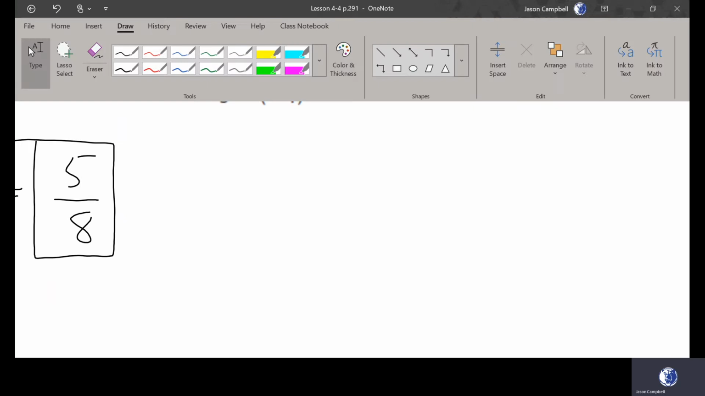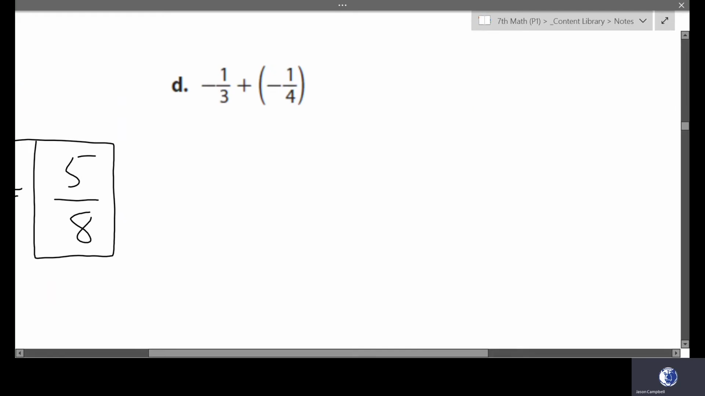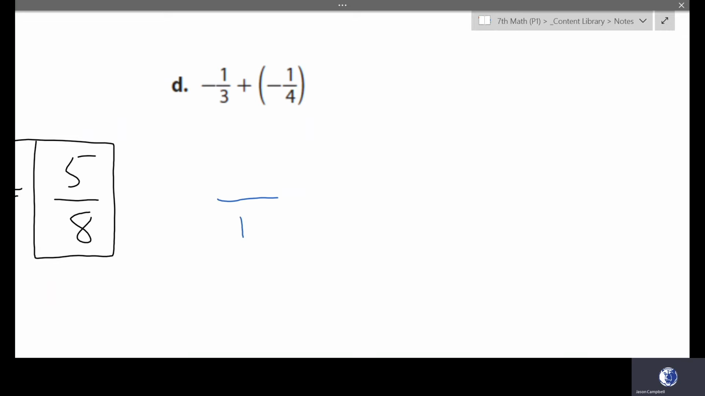Got it D? We have negative 1/3 add negative 1/4. So the least common denominator is going to be 12 for this one. 3, 6, 9, 12; 4, 8, 12. So 12 is the smallest number that both of those denominators go into.